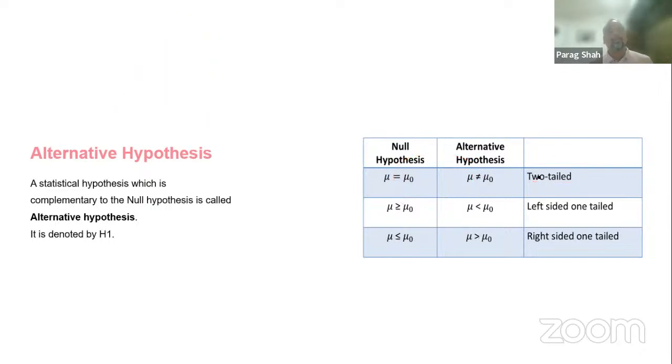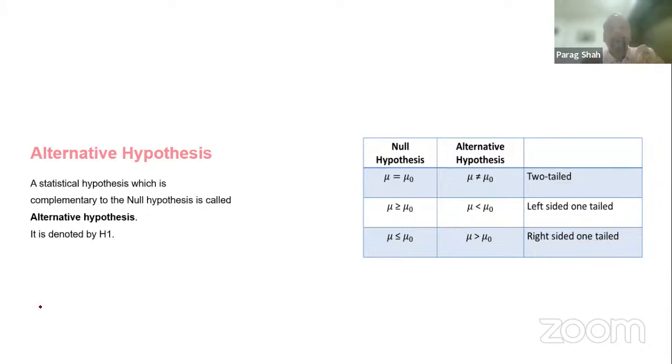This is how one tail and two tail is decided. So now keep it clear. Not equal to means two tail. Less than means we are able to go only on one side, and that too on the left hand side. It is called left sided one tail. Greater than means we can move only on one side, that is right hand side. It is right sided one tail hypothesis.